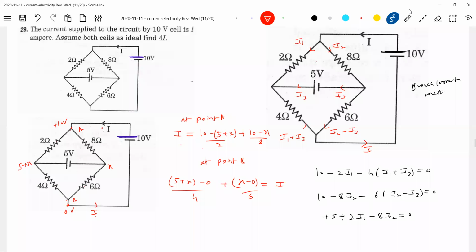How many unknowns are there? x and I, 2 equations, 2 unknowns. See, nothing here. 3 equations, 3 unknowns, 2 equations, 2 unknowns. There's no other way.